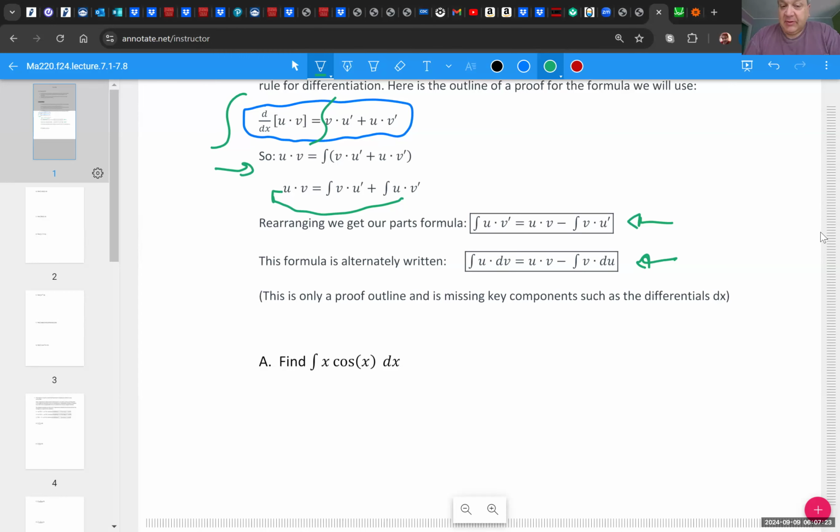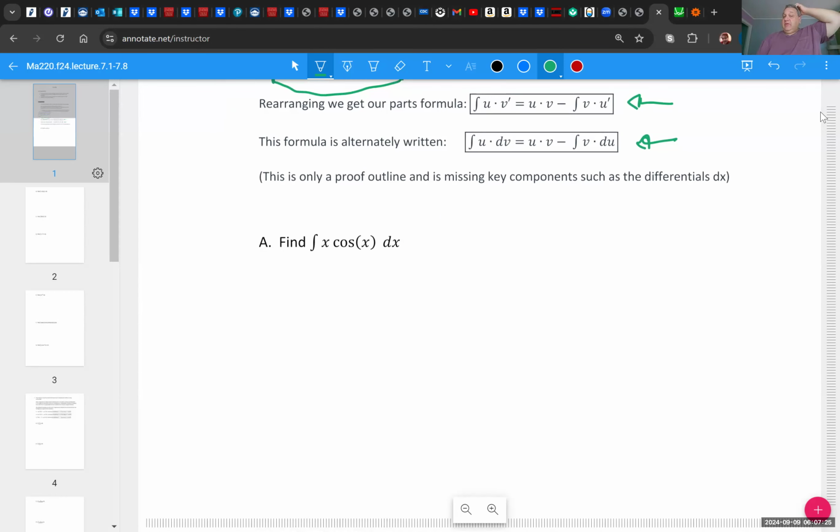My first example here, I have x times cosine x dx, and you can see the two things being multiplied, the x and the cosine x. We actually need to have all of the integral in our two functions being multiplied, and the two functions are u and either v prime or dv. I'll use the dv one because I think it's a little clearer about which one is the function and which one's the derivative.